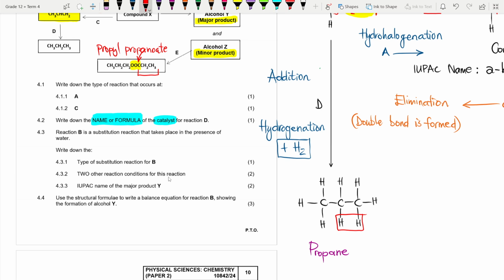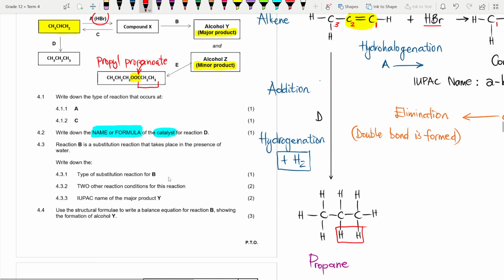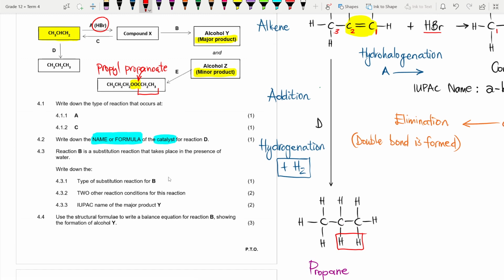So reaction D was addition or hydrogenation. This is this one right here. And the catalyst that we need is platinum. You'll see that in the notes. But once again, if there's any marks you have to lose, just make sure it's this kind of reaction, this kind of questions, because it's very hard to remember these things unless you have a good cramming memory. Okay.